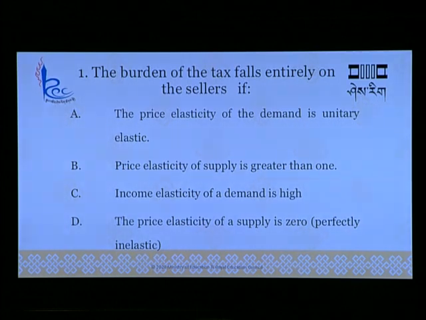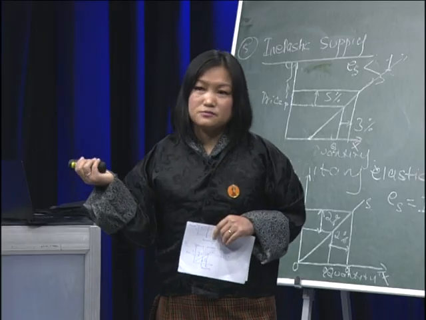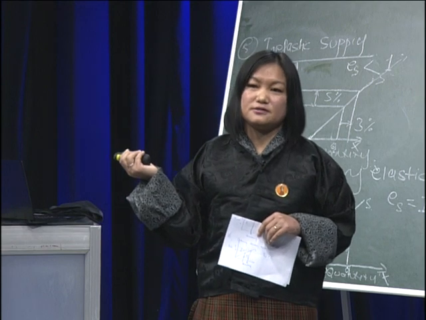The burden of the tax falls entirely on the sellers if your options are: A, the price elasticity of demand is unitary elastic; B, price elasticity of supply is greater than 1; C, income elasticity of demand is high; D, the price elasticity of supply is 0, that's perfectly inelastic. Okay, can you give me the answer? What could be the correct answer for this?